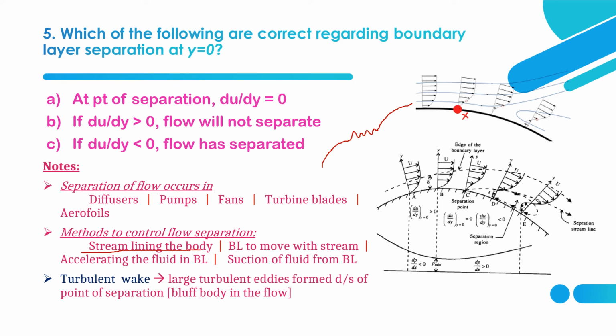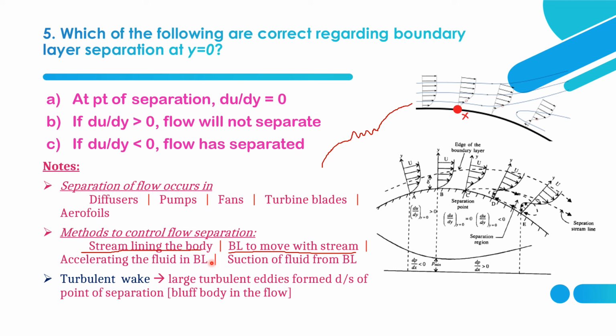This is one method. And next is to make the boundary move with the stream. If possible, we eliminate the formation of the boundary layer by causing the solid boundary to move along with the flowing fluid. So that is one method of controlling flow separation. And next, the third one is accelerating the fluid in the boundary layer. So how can it be done? By injecting fluid over that boundary layer, we can accelerate the fluid so that we can control the flow separation. And next is the suction of fluid from the boundary layer.